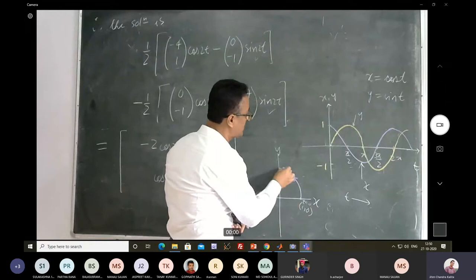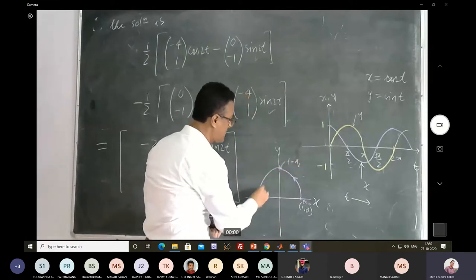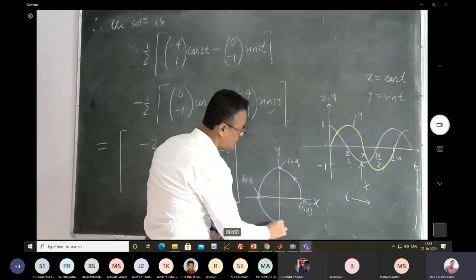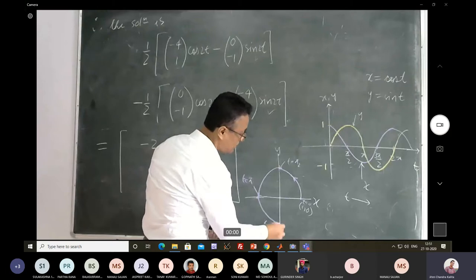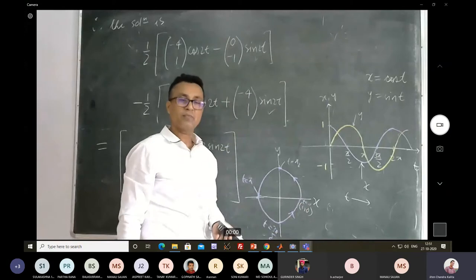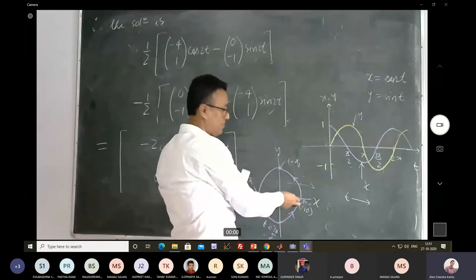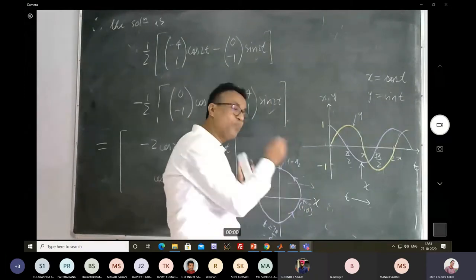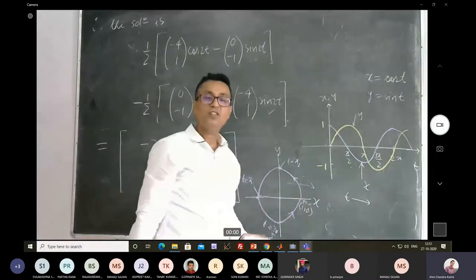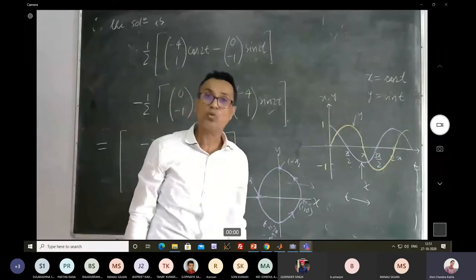And at t equal to pi by 2, this is going to be the location. And then at t equal to pi, this is going to be the location. At t equal to 3 pi by 2, this is going to be the location. So in this way, it is going to go. Is it okay with everybody? This is nothing but the phase diagram. This represents one of the trajectories. If you take all the trajectories, you get the phase portrait.